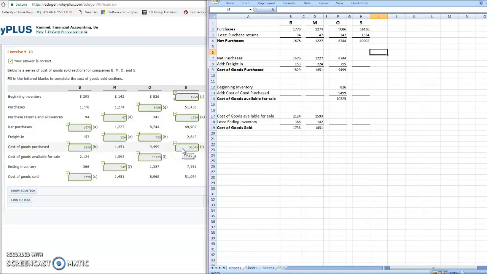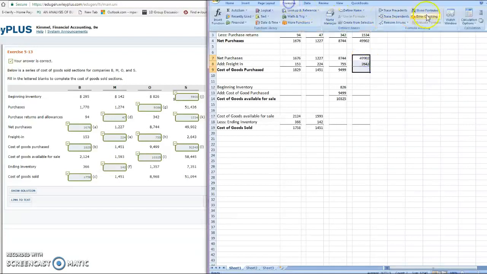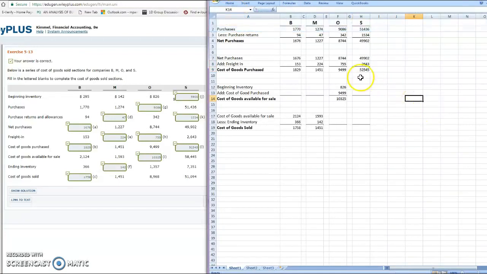Next, we will come down to the cost of goods purchased, which is right here. We can take our net purchases, which is $49,902, and we will add our freight in, which is $2,643. Okay, so net purchases, add freight in, $2,643. That gives us $52,545. So we can plug that in right here.